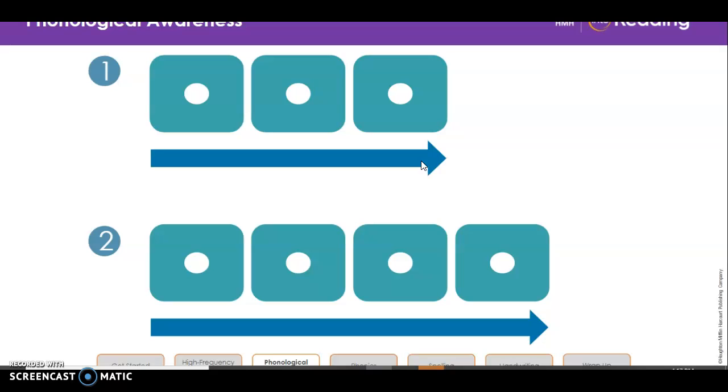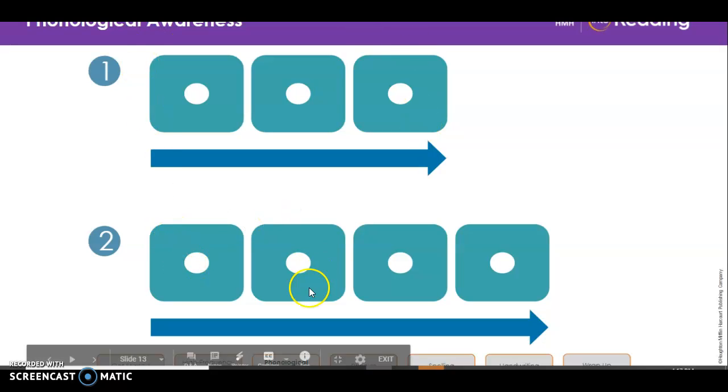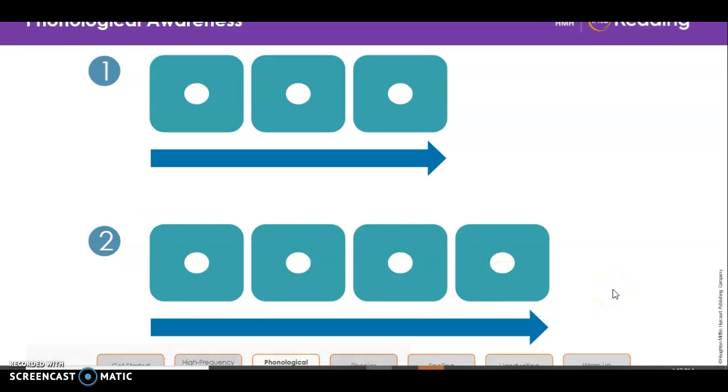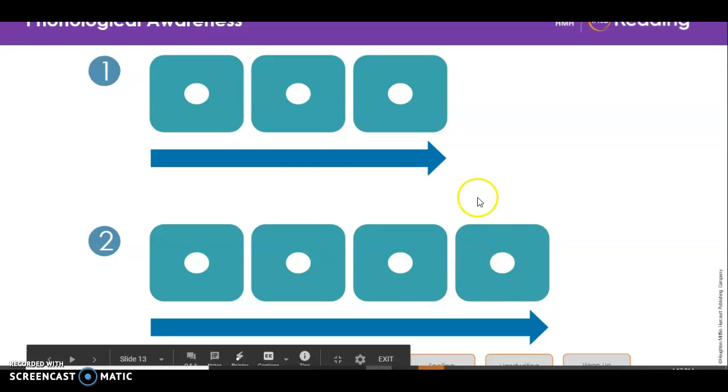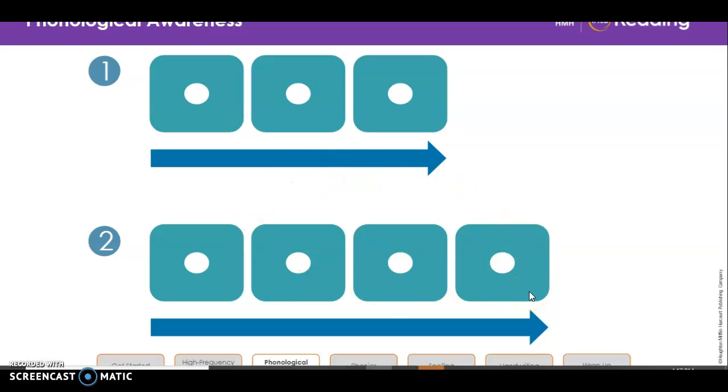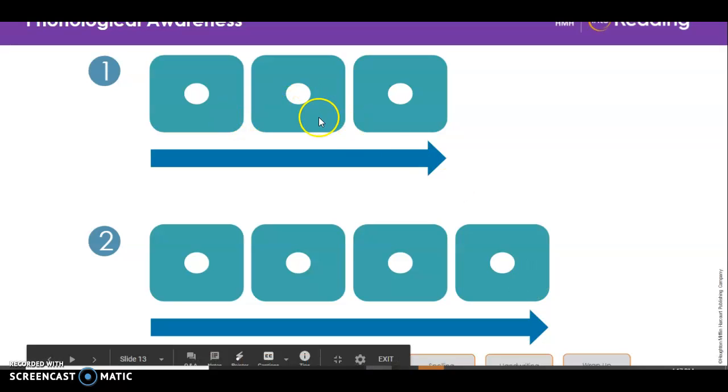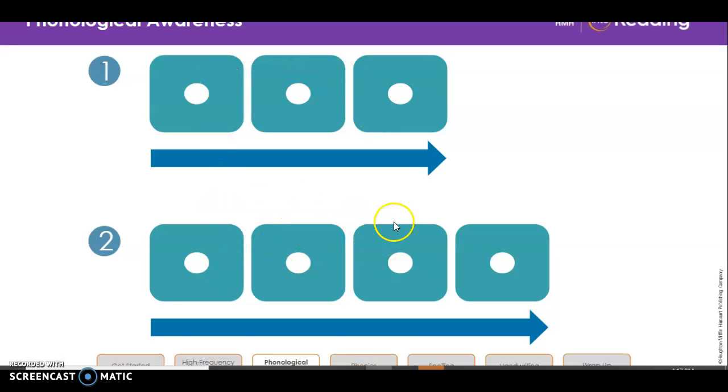Now blend these sounds to make the second word. S, l, i, p. What's the word? Slip. Okay, now I want you to guess this word. L, i, d. Lid. S, l, i, d. Slid. Op. Top. St, op. Stop.